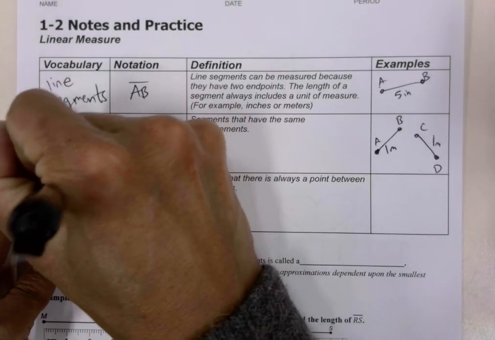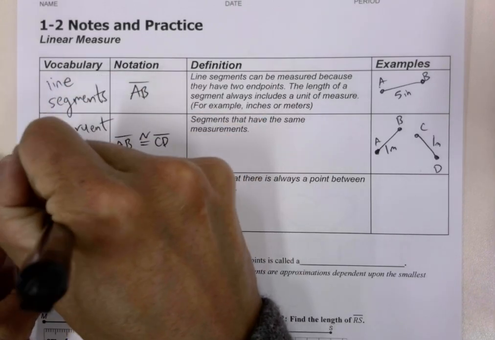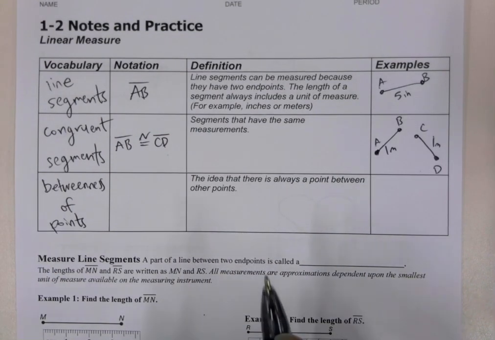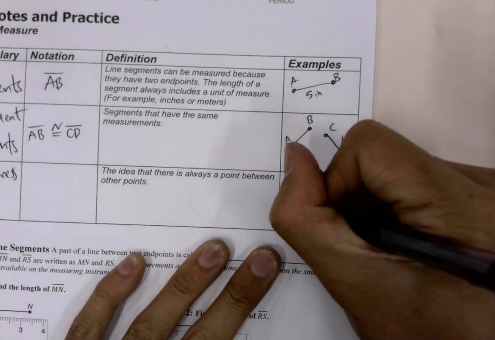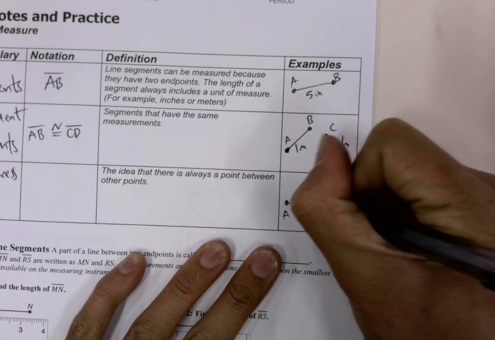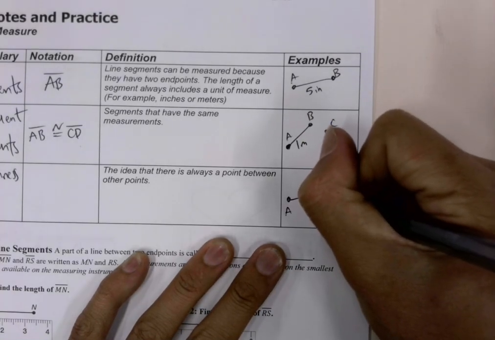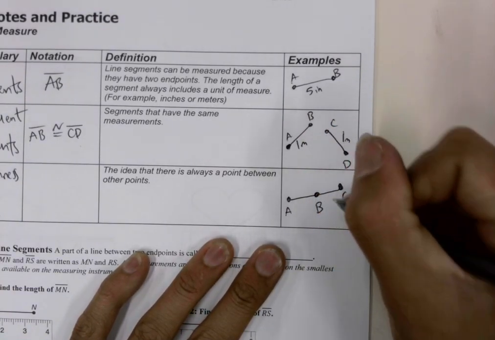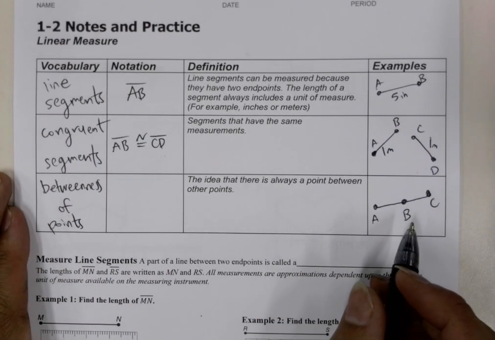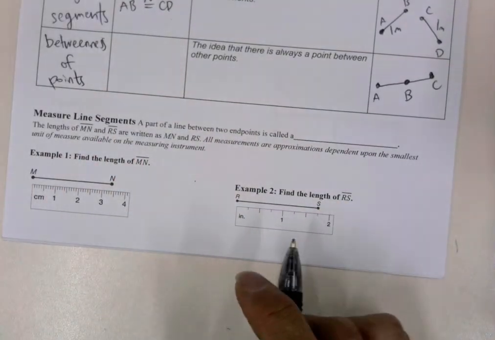Okay. And so here is the idea that there's always a point between other points. The idea here is called betweenness of points. Okay. And so what does this mean? Well, if I have a point A over here and a point C over there, and they both lie on the same line, then I can say that B is in between A and C, right? Betweenness of points.